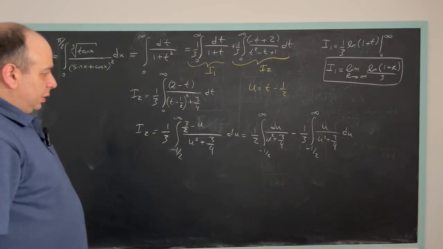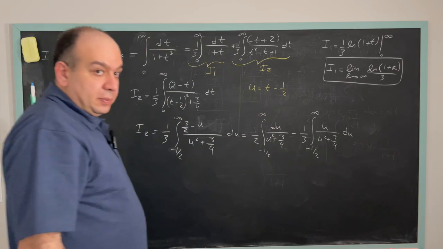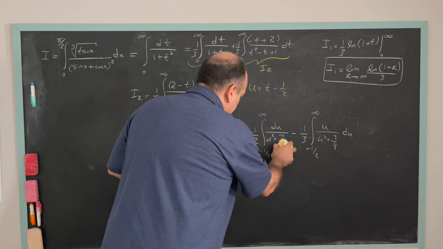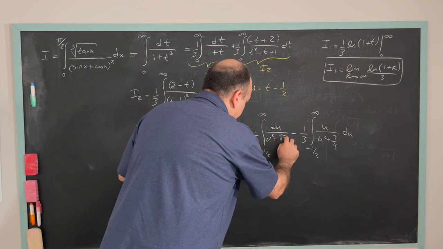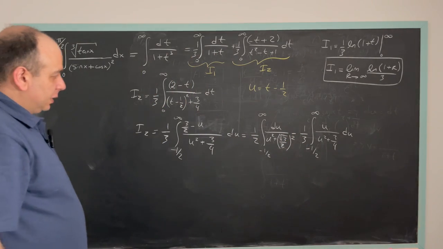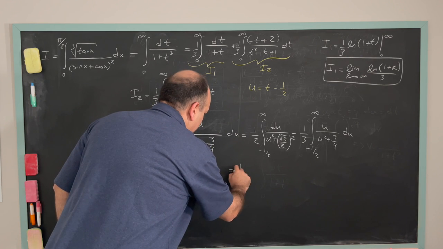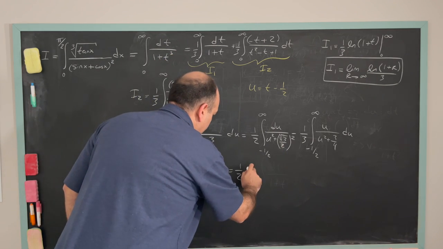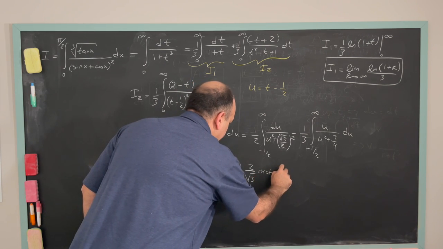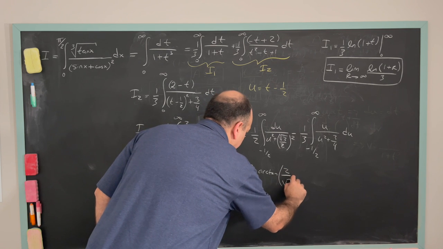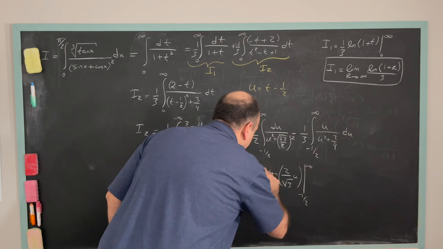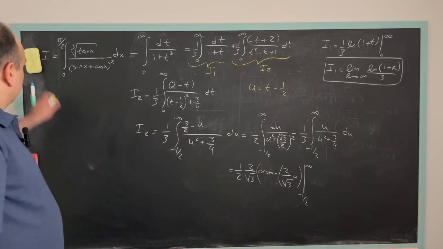Okay, so the first part is simple to deal with. This just gives us the arctangent, right? Note that this is nothing but square root of 3 over 2 squared. So the first integral is 1/2 times 2 over square root of 3 times arctangent of 2 over square root of 3 u. The limits are from minus 1/2 to infinity. So let's simplify it.